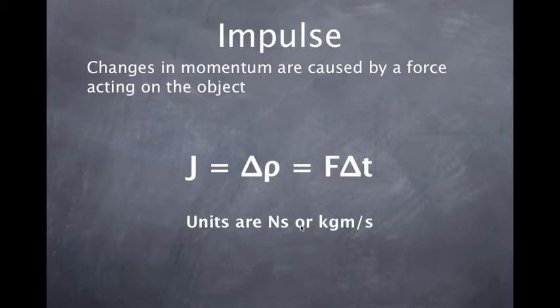Now, impulse can technically be either Newton-seconds or kilogram meters per second. To distinguish it from momentum, whose units are kilogram meters per second, the impulse units are generally referred to as Newton-seconds. The reason for that is they just want to make sure that they're keeping the two straight.